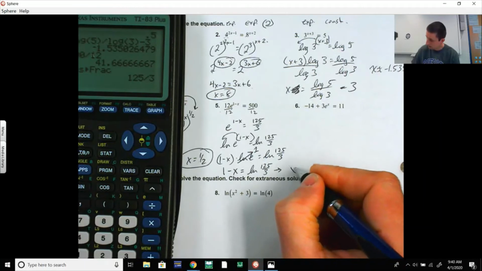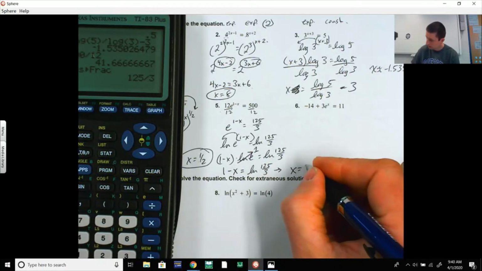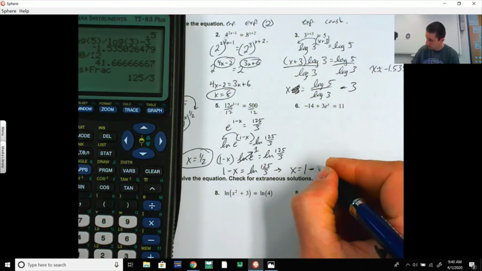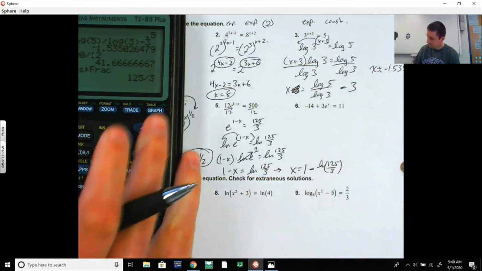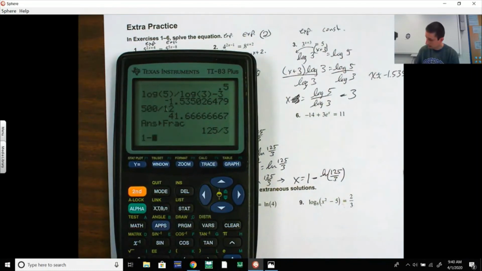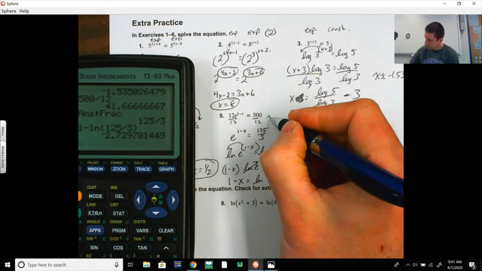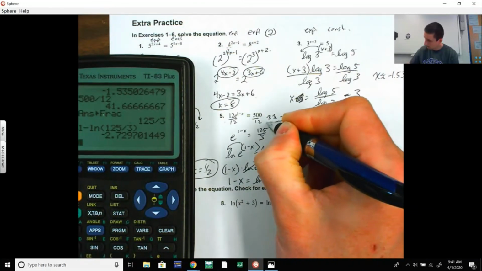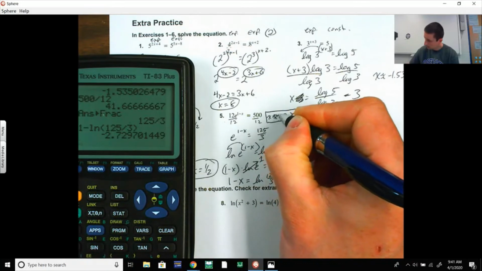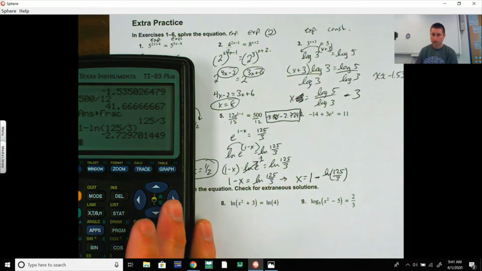So x, you move some things around, move the x over, and then bring the natural log over here. X would equal 1 minus the natural log of 125 over 3. So 1 minus the natural log of 125 over 3. So we get x to be approximately negative 2.729. That's a bad approximation. Negative 2.729. Okay.